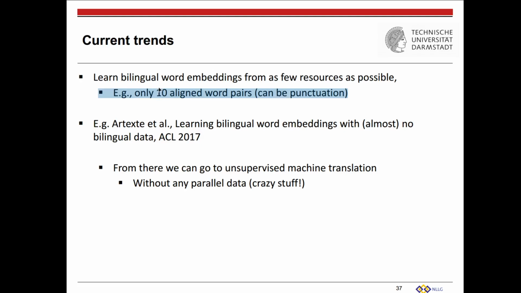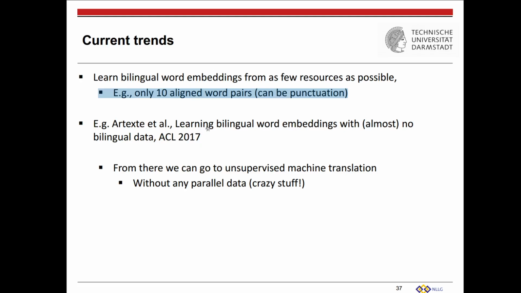And it's easy to come up with such 10 word pairs. And the advantage of that is you can apply it to many more languages. So if you can solve it well with 10 word pairs, then of course you can get bilingual embedding spaces in many more languages than if you need a dictionary of size 10,000, right?